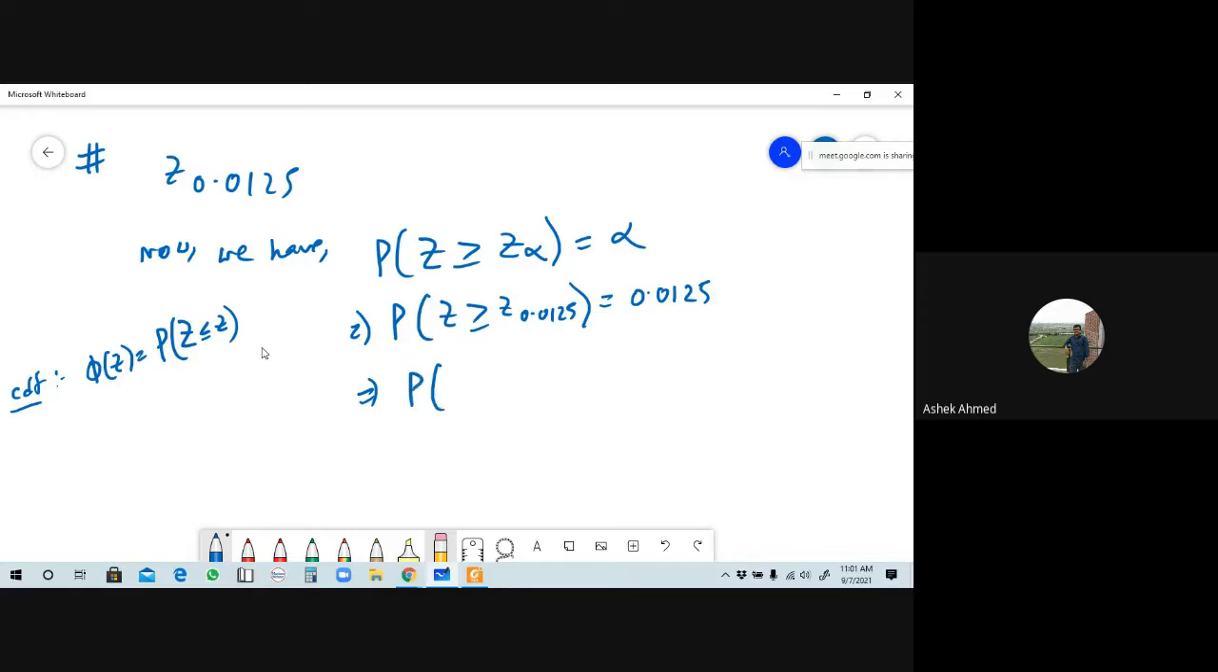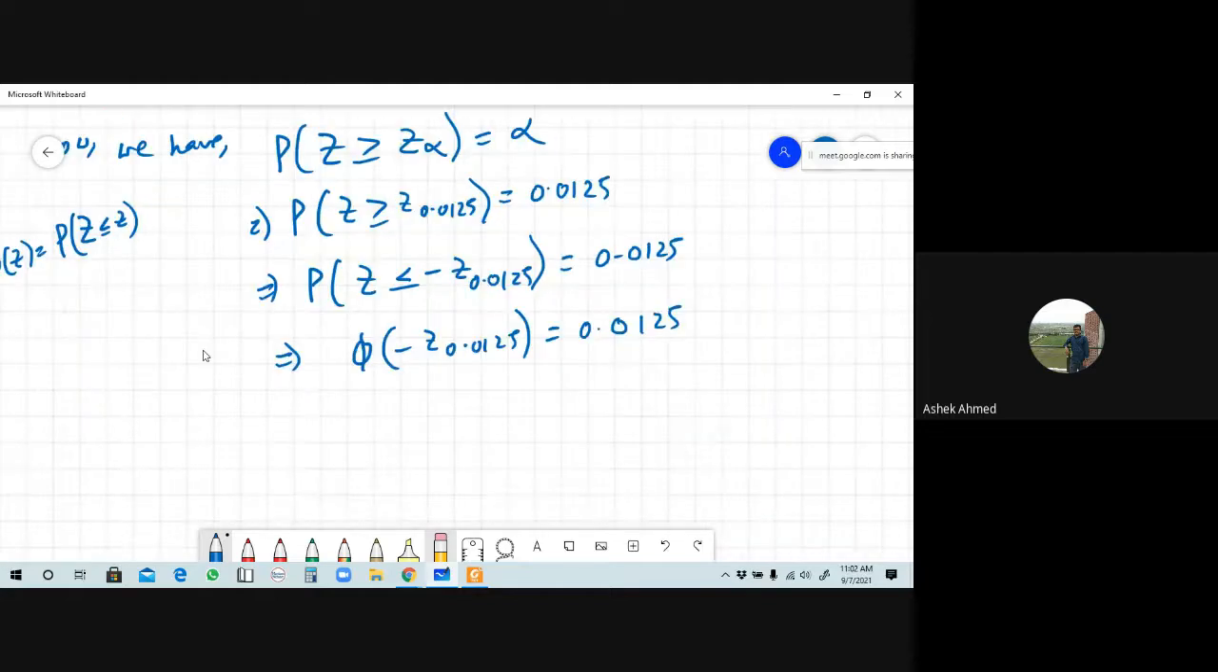So that will be the probability of capital Z less than or equal to minus z suffix 0.0125 equals 0.0125. Understand or not? Tell me now, do you understand why we did this? Sir, I understand. Okay, so by using the concept of CDF, we can write phi of minus z suffix 0.0125, which is also 0.0125. Now you have to determine the value of phi of z.